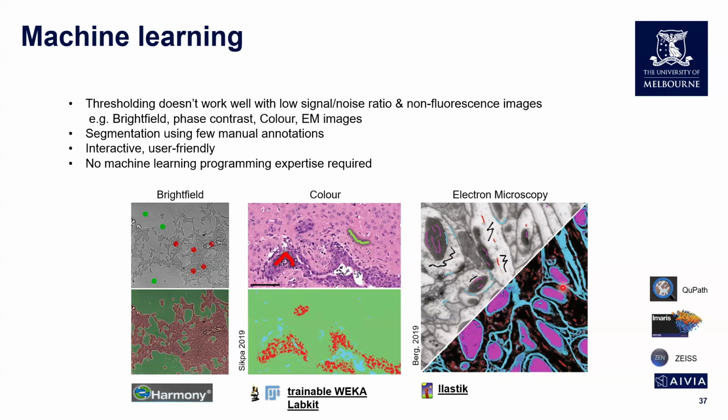There are also many software packages supporting this type of machine learning-based segmentation, such as Imaris, Aivia, Zen, and Intellesis in commercial fields, or QuPath, Weka, LabKit, and Ilastik, etc. for freeware. So you now have a lot of options to choose from.